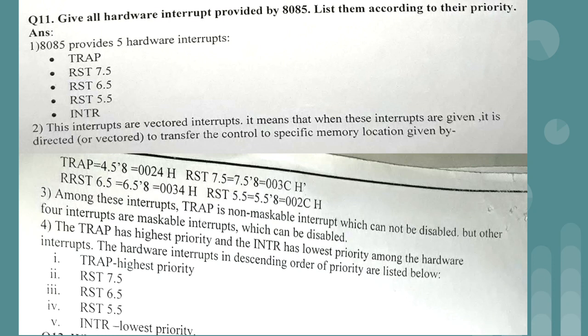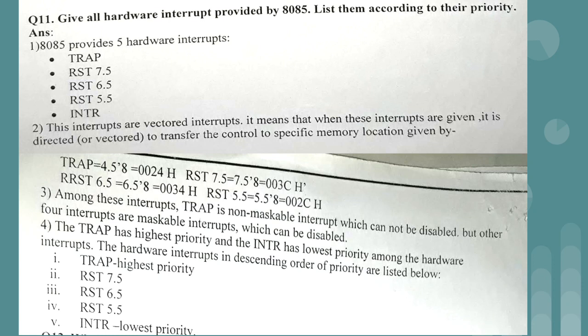So these are the 4 they have given the numberings for, about 4 interrupts. You should remember this particular point: hardware interrupts are vectored interrupts, which means when such types of interrupts occur, the program is transferred to a specific memory location, and the memory locations are already given, so you should remember the numbering of the memory locations.